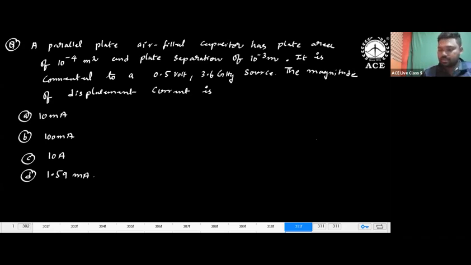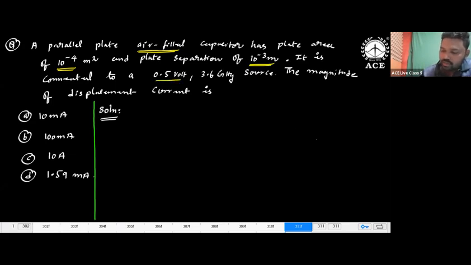Okay, beta? Yes. So for a parallel plate air-filled capacitor, it has a plate area of 10 to the power of minus 4 meter square and the plate separation of 10 to the power of minus 3 meter. It is connected to 0.5 volt, 3.6 gigahertz. See, such a high frequency. It is an easy question. Whatever it may be, the magnitude of the displacement current is... What we know for a parallel plate capacitor, magnitude of the conduction current is equal to magnitude of the displacement current. So find out the conduction current, beta.